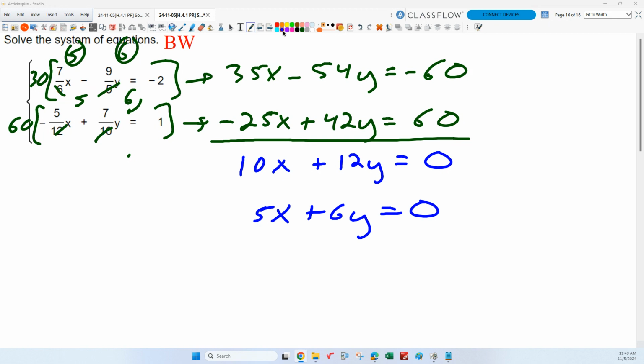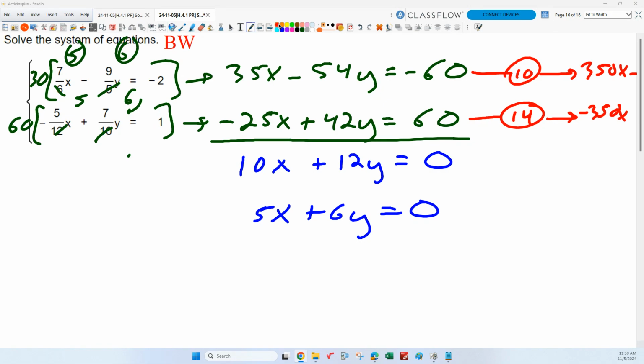I could have done it up here. It would have been fine. Again, I could have just multiplied the top by 10 and the bottom by 14. That would have worked. Where did 14 come from? Because 14 times 25 is 350. Okay, because I'm trying to get my least common multiple of those, which is 350. That's going to give me 350x minus some stuff, and on the bottom I'm going to get negative 350x plus some stuff. So those guys would cancel, right?